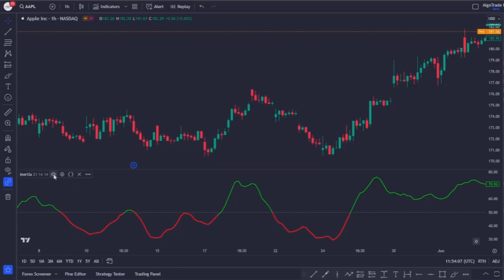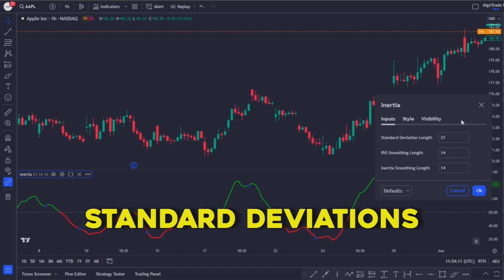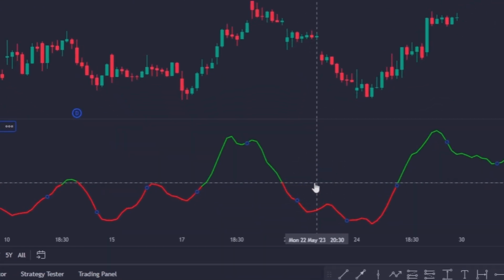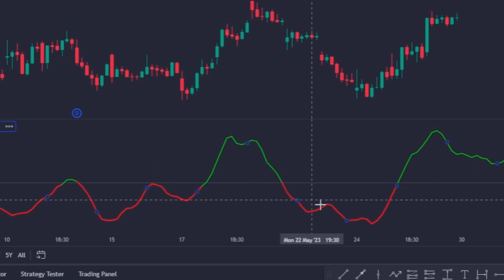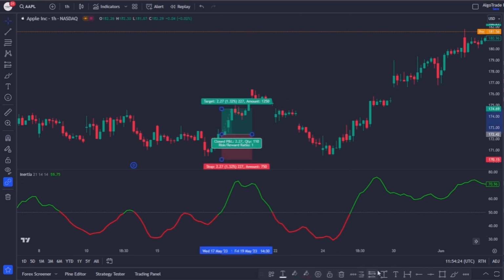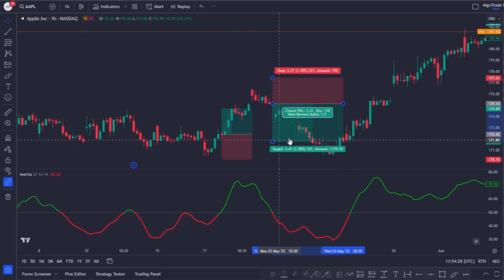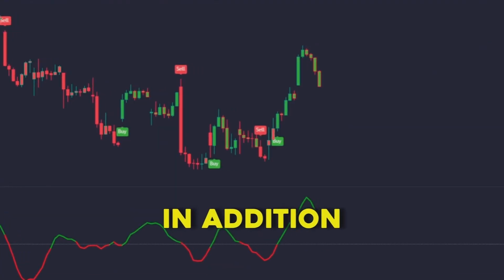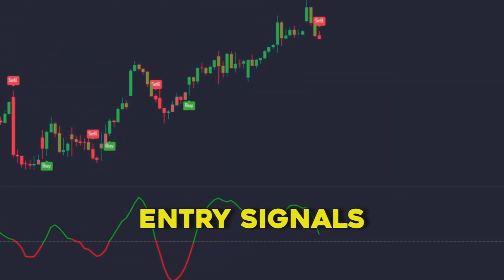The Dorsey Inertia is a new momentum indicator calculated based on standard deviations. It is formed by this line that oscillates around this 50 level and changes from green to red according to the market's momentum. A long signal appears when the line crosses above the 50 level and turns green, and the short signal appears when the line crosses below the 50 level and turns red. Simple as that. In addition, you can also use this indicator as a filter indicator to confirm entry signals from other indicators.